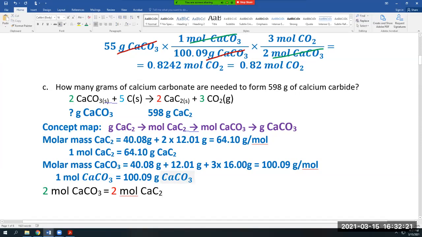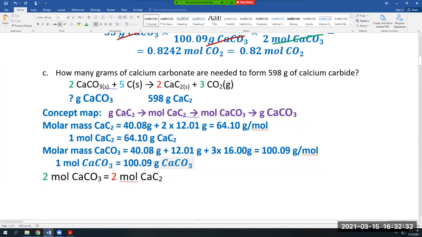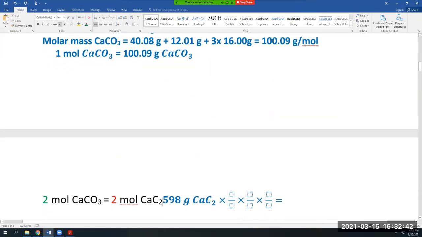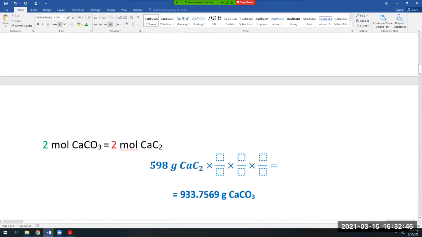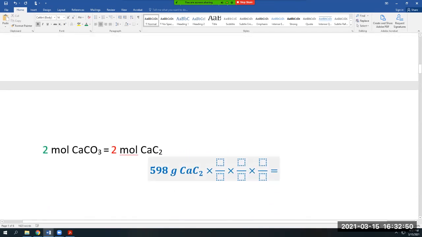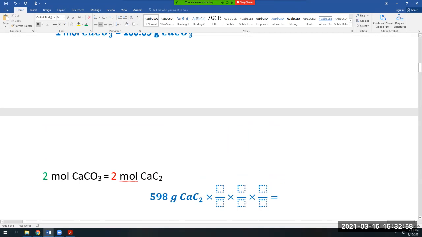So it looks like with all of this, we have our 3 equalities to do our calculation with 3 conversion factors. And so we will do the calculation starting with the given amount. And the given amount here is 598 grams of calcium carbide. So let's start the calculation with that. So we have 598 grams of calcium carbide. That's the given amount. Everything is in the previous page here.